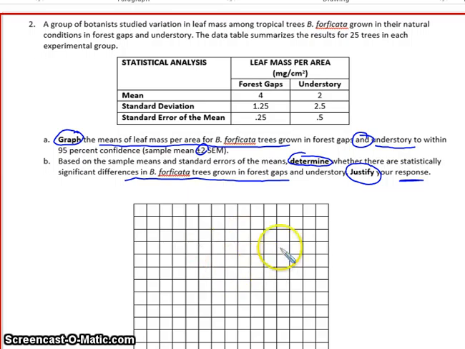I'll give you a few minutes to think about it. Go ahead and try to make a graph here. I'll give you a hint and just tell you we are going to be looking at a bar graph. So your x-axis is going to label the 2 major groups down here. You have the forest gaps and the understory. And because you're asked to graph the means, here's your mean, which you'll put on the y-axis. Go ahead and do that, and then we'll talk about the answer.